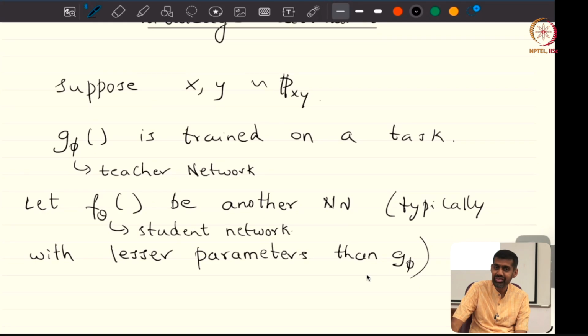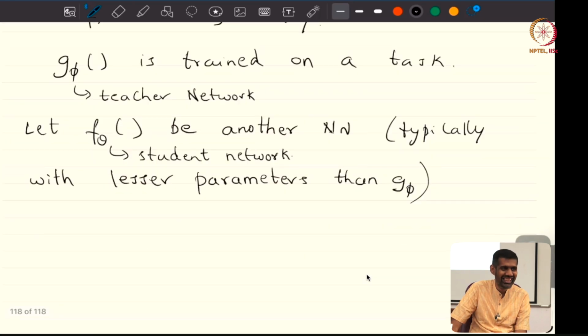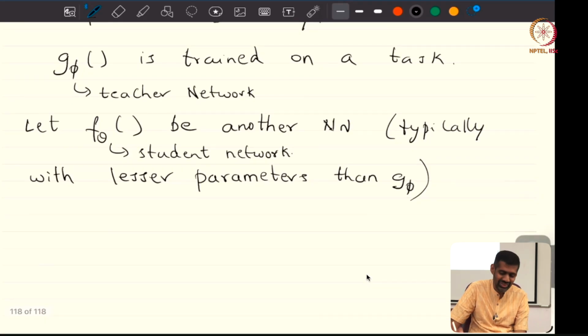The student will typically have a lesser number of parameters compared to a teacher, though there are always exceptions. So what's the task here? Why do we do this? In most cases, knowledge distillation is done because you want to imbibe the knowledge that is in the teacher network onto the student network.